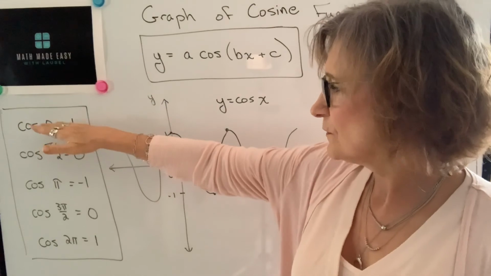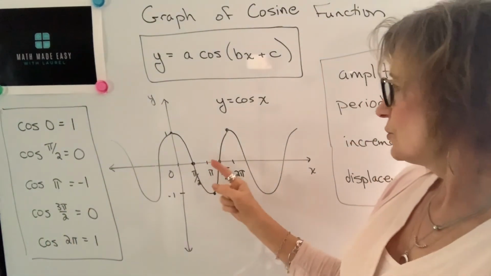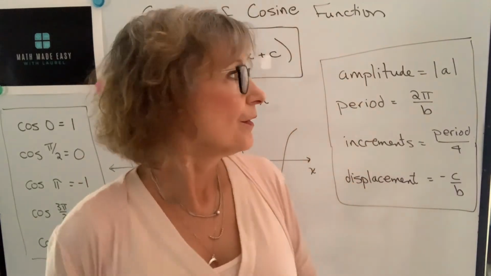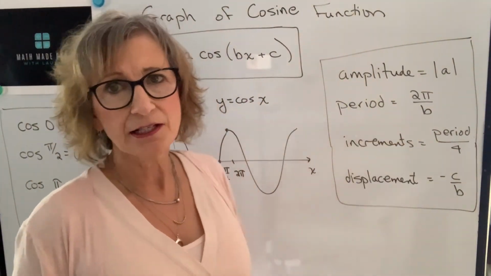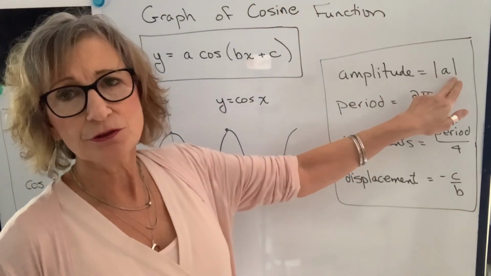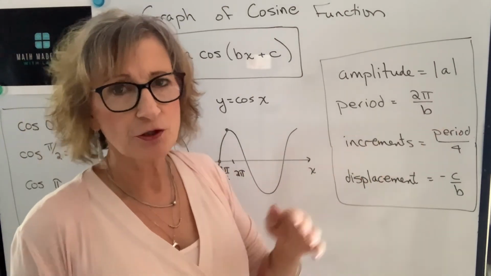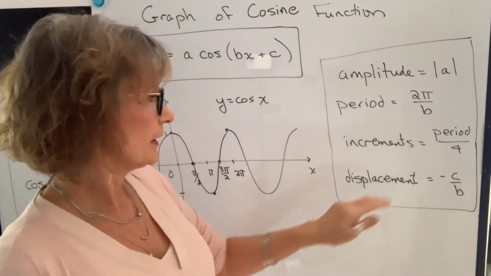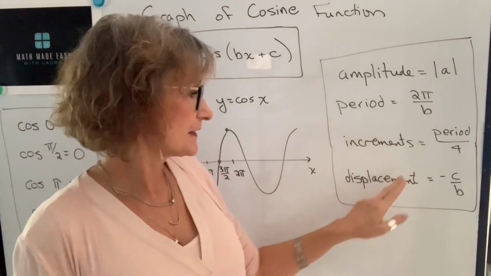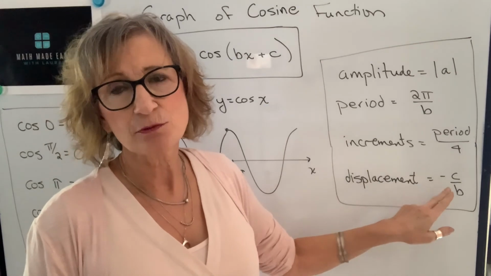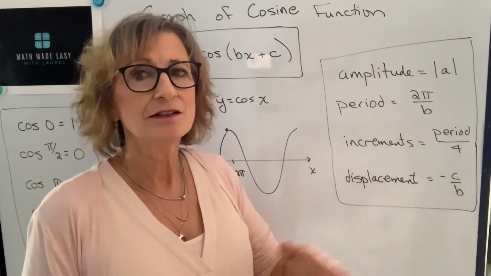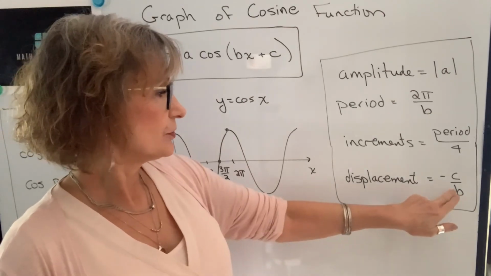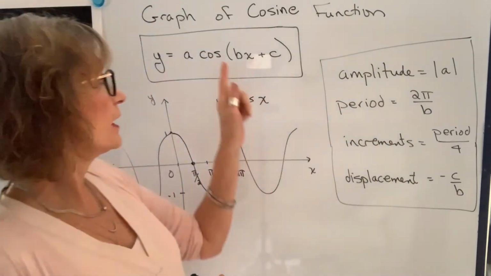Just as a quick review, we used these cosine values to graph one cycle of our function cos x. In that video and in the video on sine graphs, we've talked about how to define amplitude, the period of the function, and the period of the function refers to the length along the x-axis that it takes for the curve to go through a complete cycle before it starts repeating. The increments, which is a technique I use in doing these graphs. And now we're going to take a look at displacement. So we did talk about displacement with sine functions. So again, if you need, you can go back and look at the graph of the sine function videos first. But let's move into how C affects the transformation of the graph as well as B and A.